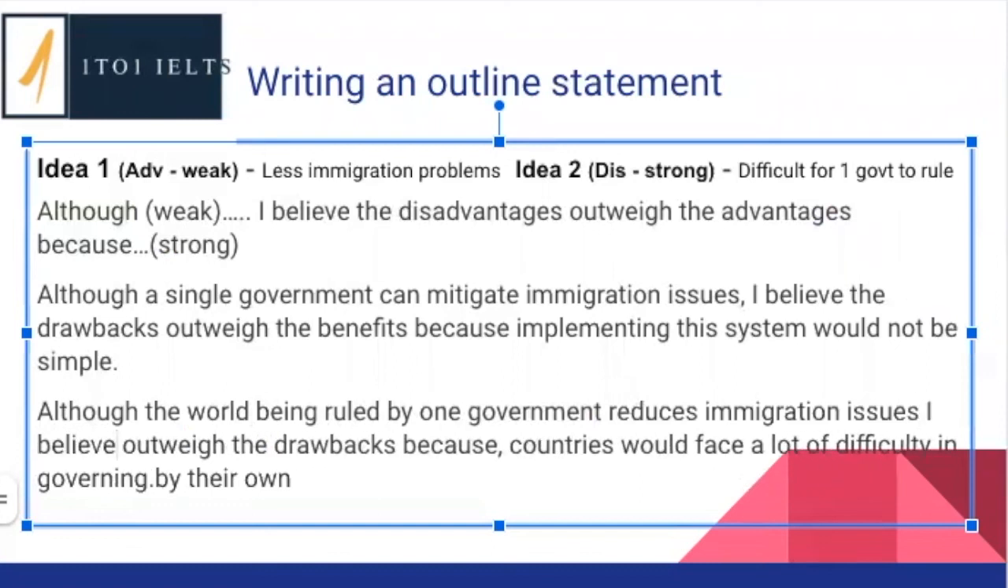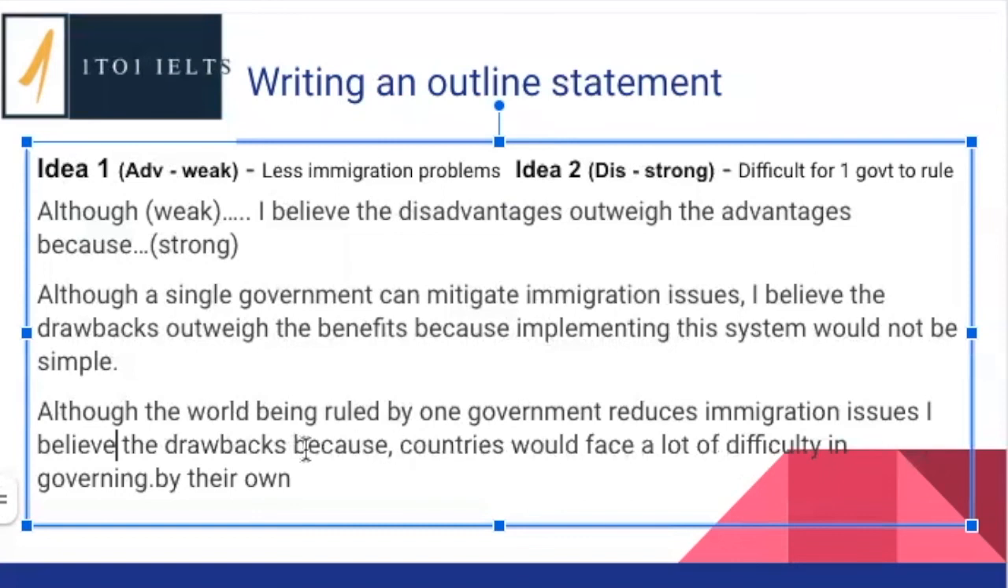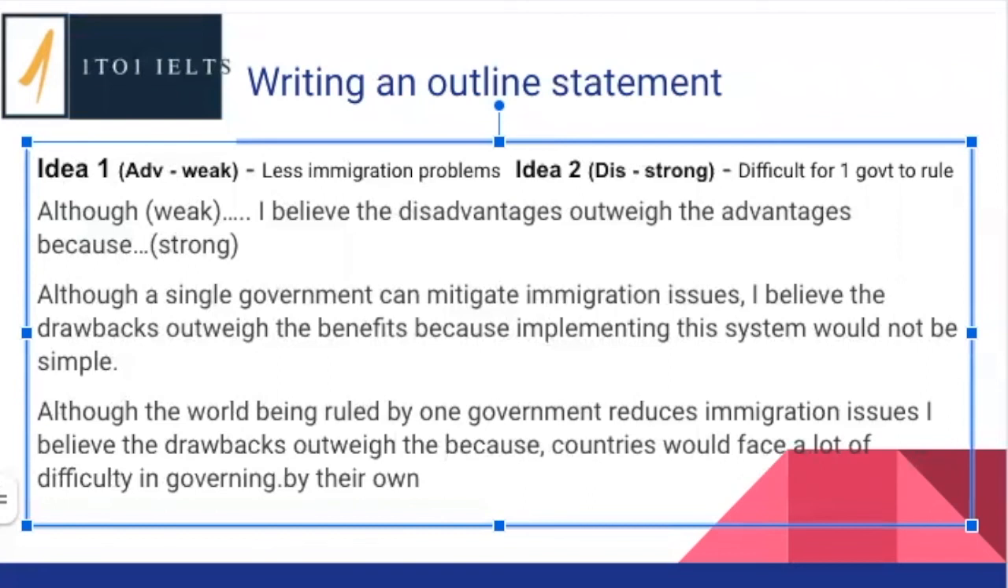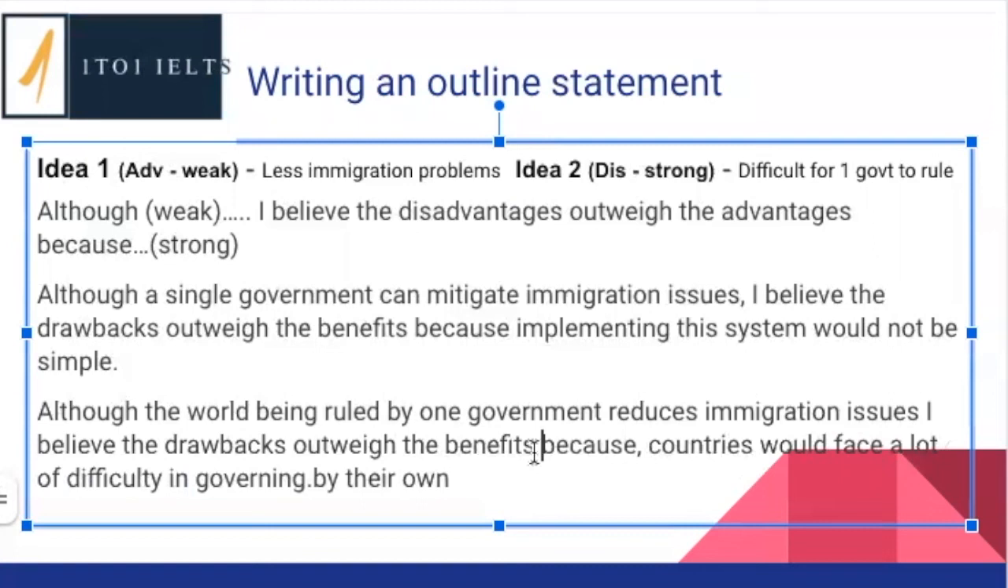I believe the drawbacks outweigh the benefits because, no comma after because, countries would face a lot of difficulty in governing. Okay. So we've brought it back to the original structure, and now we have exactly what we want.